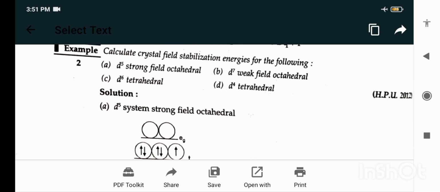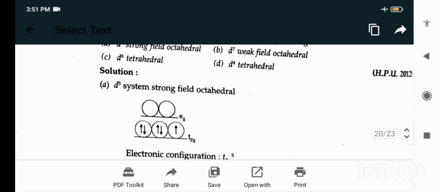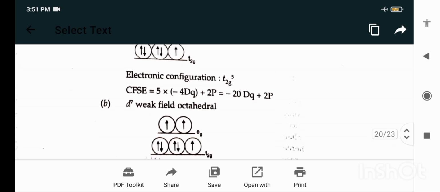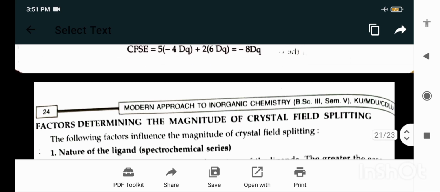Calculate the crystal field stabilization energies of the following. D5 strong field octahedral: the electronic configuration is t2g5. The CFSE value will be minus 20 Dq plus 2P. D7 weak field: the electronic configuration is t2g5 eg2, and the CFSE value for this is minus 8 Dq.